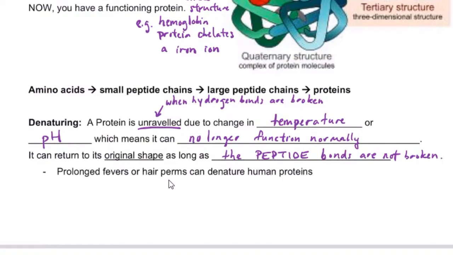Does that make sense? But if you over perm your hair, or you over apply heat to your hair, you can break the peptide bonds, and that's when people's hair gets brittle and it snaps. It's because they haven't just messed with the hydrogen bonds, they've messed with the peptide bonds themselves. That is the end of the formal lesson for the proteins.